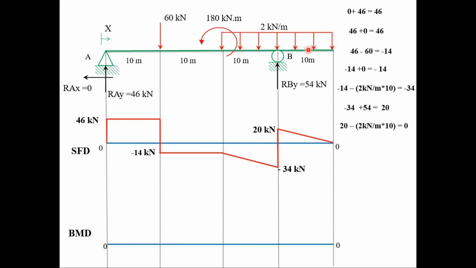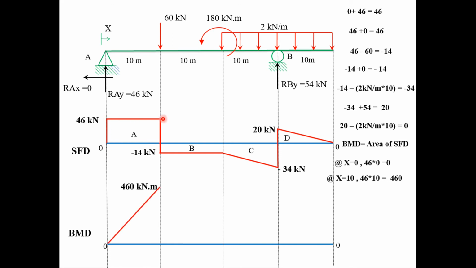Next task will be to plot the bending moment diagram. So at x equals 0, we have only a line, so 46 times x, which is equal to 0, area of a line will be 0. At x equals 10 meter, the bending moment will be the area of region A. Area of region A will be 46 multiplied by 10, so we'll have 460 kilonewton meter moment. Notice that the bending moment line is a straight line since shear force distribution is constant.